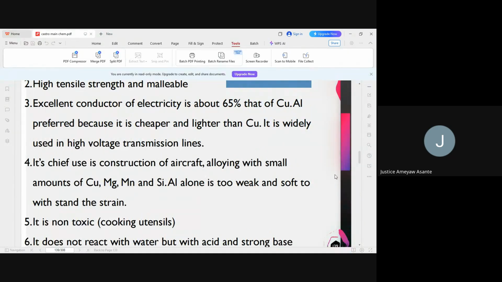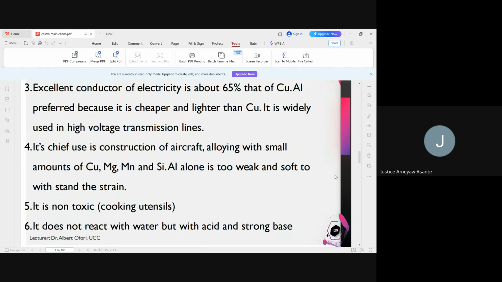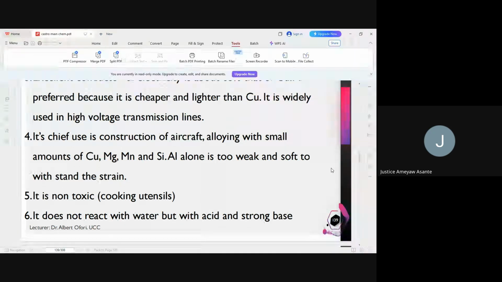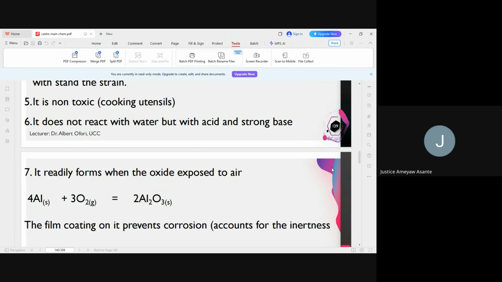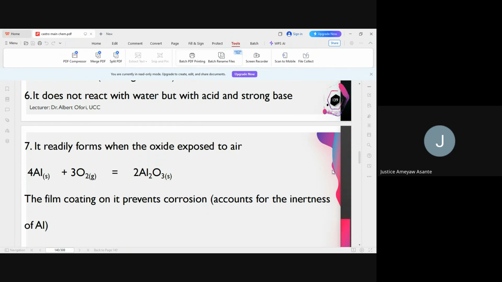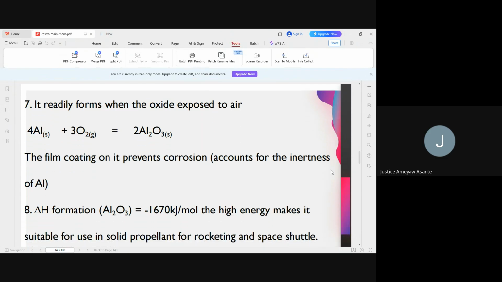Preferred because it is cheaper and lighter than copper. It is widely used in high voltage transmission lines. It is used in construction of aircraft, alloyed with small amounts of copper, magnesium, manganese, and silicon. Aluminum alone is too weak and soft to withstand the strain. It is non-toxic and therefore used as cooking utensils. It does not react with water, but reacts with acid and strong bases. So if you have an aluminum pan, don't add acid or base into it, it will react.